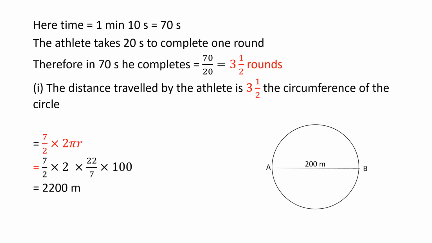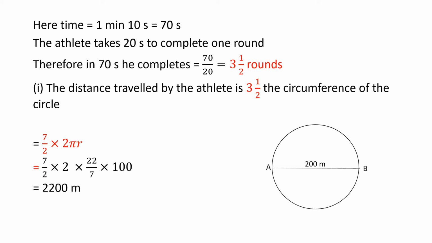The distance he completes now, the distance he completes in 3.5 rounds. How will you calculate? Again here you need to know the formula of circumference of a circle. When he completes one round, the distance covered is 2 pi r. Now he is completing 3.5 rounds. 3.5 can be written as 7 upon 2. So the total distance is 3.5 rounds.